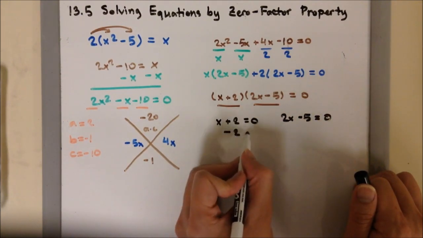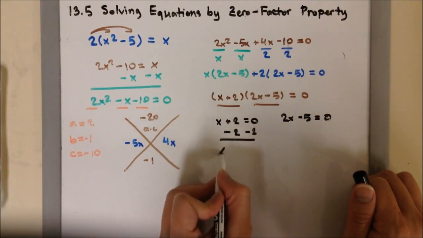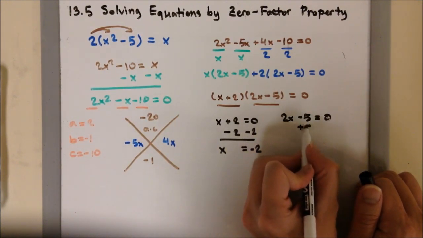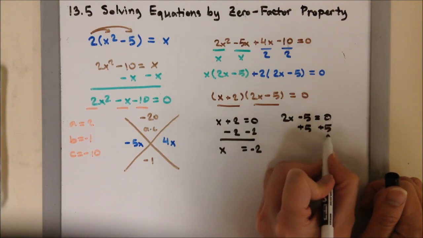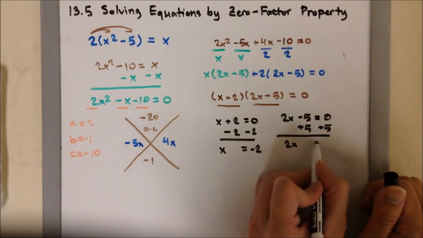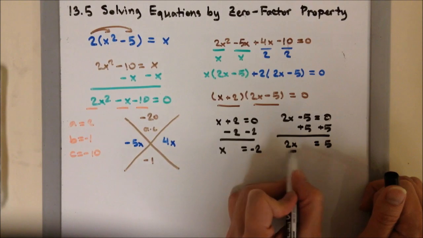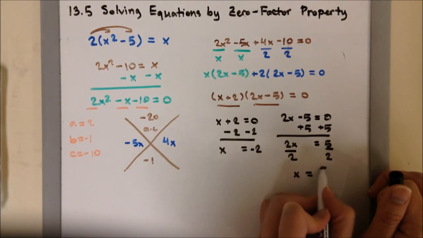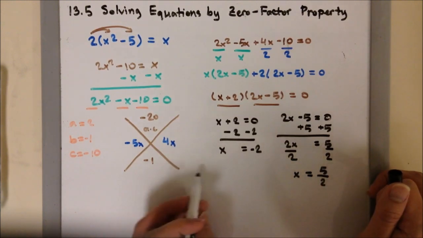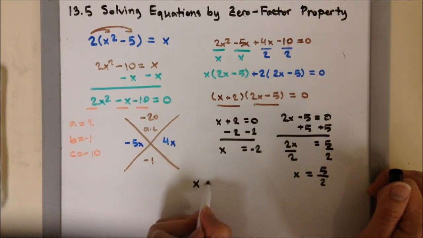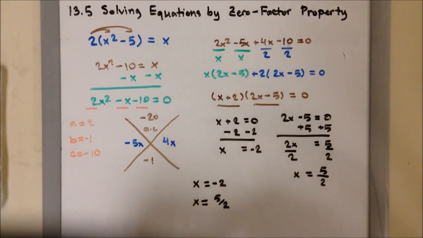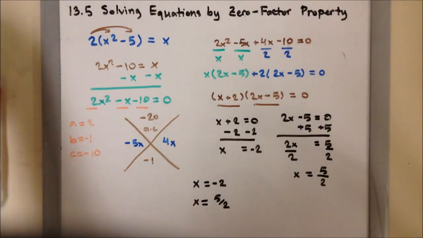Here I'm going to subtract 2 on both sides. x equal to negative 2. Here I'm going to add 5 on both sides. So 2x equal to positive 5. And then I'm dividing both sides by 2. So x equals 5 over 2. So my final answer is x equals negative 2 and x equals 5/2. And that is our final answer.